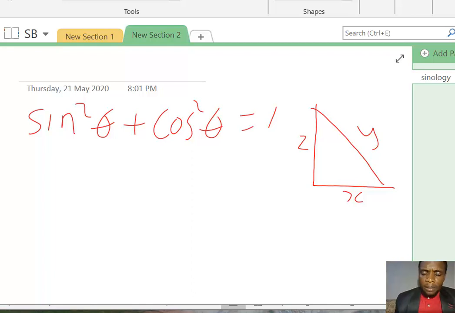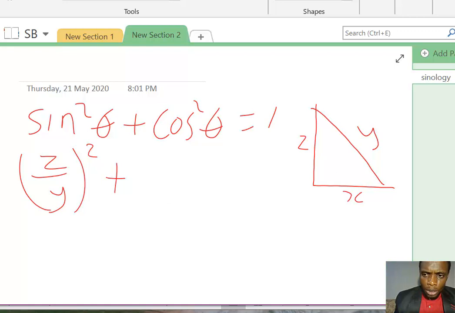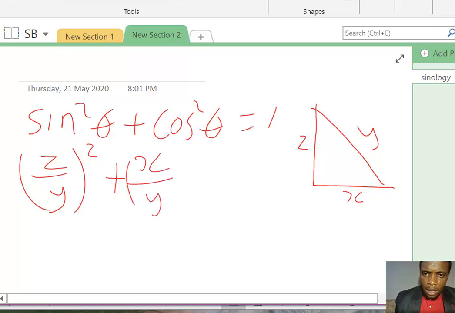So we still have the same right angle triangle. What is sin theta? Sin theta is opposite over hypotenuse. So opposite is Z over Y, but it is squared, don't forget, plus cos squared theta. Cos theta is adjacent over hypotenuse, X over Y, all squared. So let's look at it.